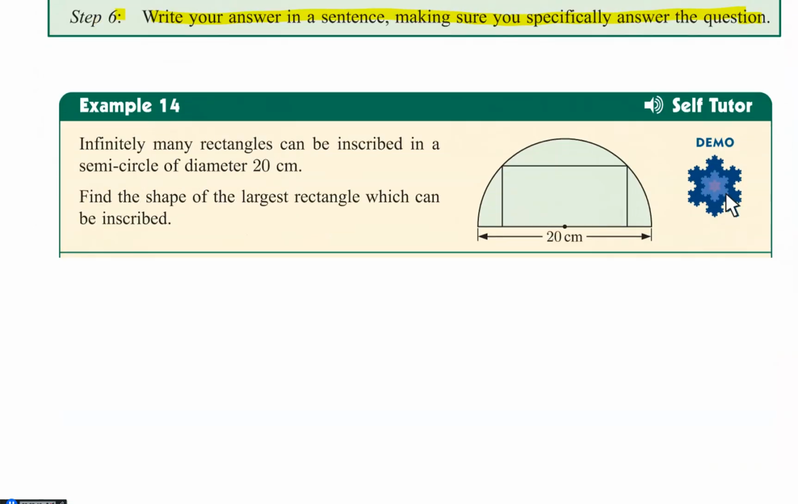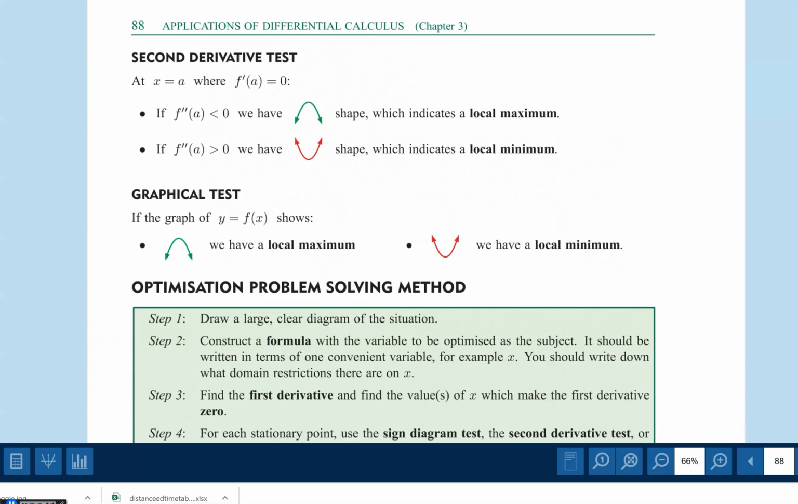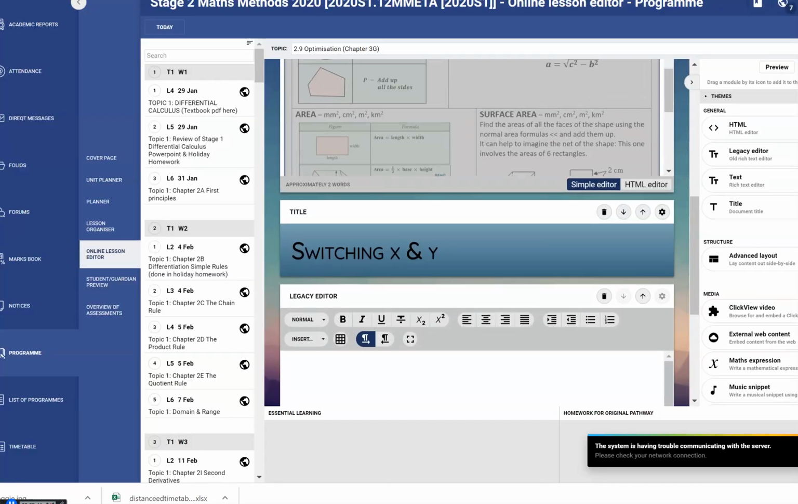This is example 14. I've decided I'm going to actually write it out rather than just go through their writing. So, infinitely many rectangles can be inscribed in a semicircle of a diameter 20 centimeters. Okay, so a semicircle is half a circle, and the diameter goes all the way across the circle. At this point here, I also wanted to show you on sector on this page. That is not it. Sorry.